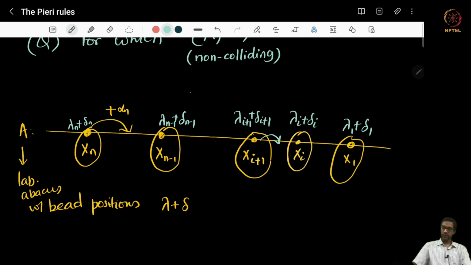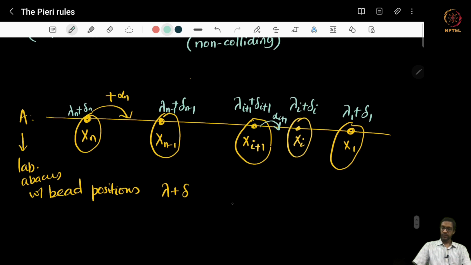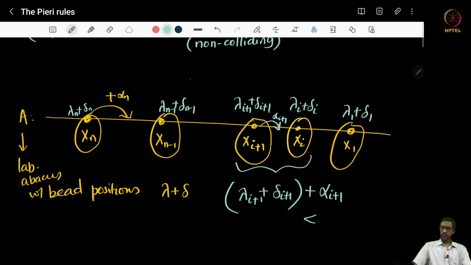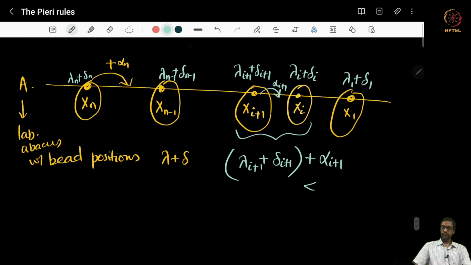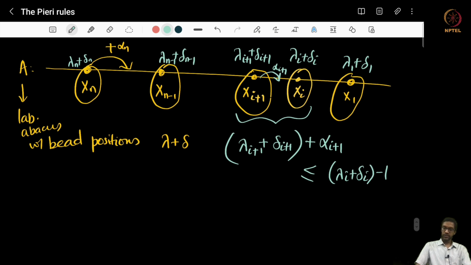So the non-collision condition says the following: lambda I plus 1 plus delta I plus 1, that's the original position plus the extra movement, doesn't get you beyond that, shouldn't even collide, right? So this is less than or equal to this minus 1, so that there is no collision. So this is the non-collision condition. And observe delta I plus 1 is actually the same as delta I minus 1.